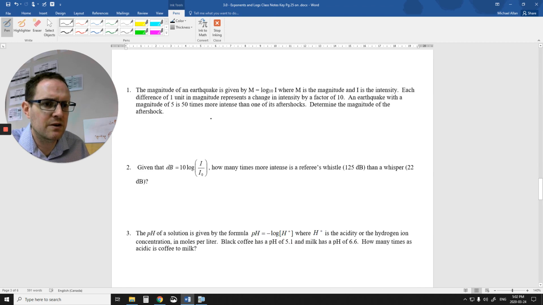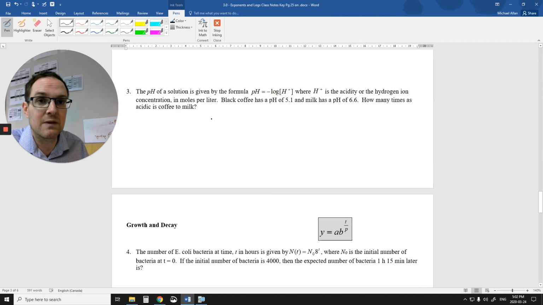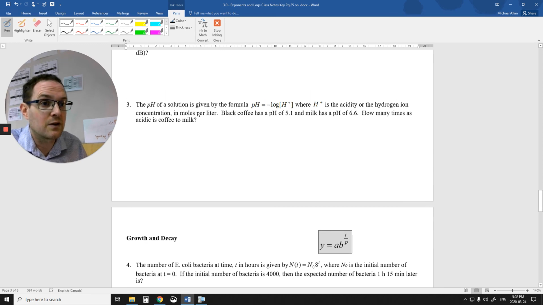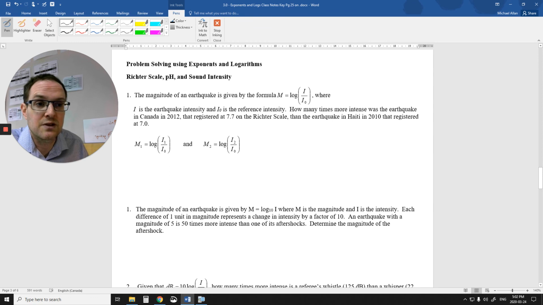Okay, so what we're going to do in the next video is we're going to talk about how we use these to algebraically solve for a question that we usually do with the graphs before. These are going to be the word questions.